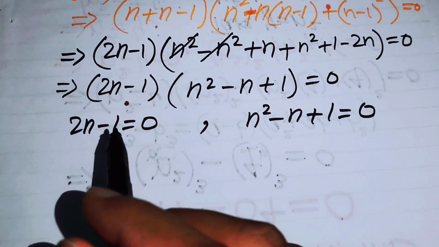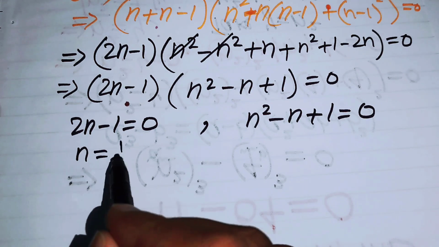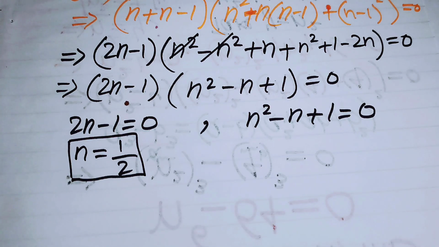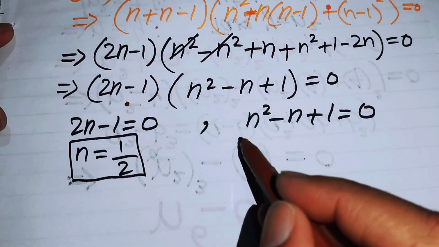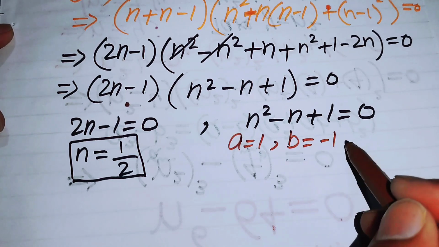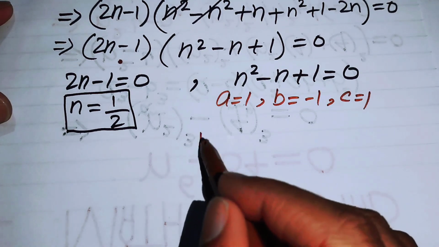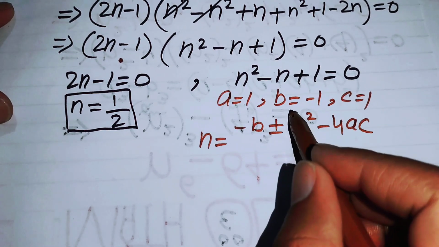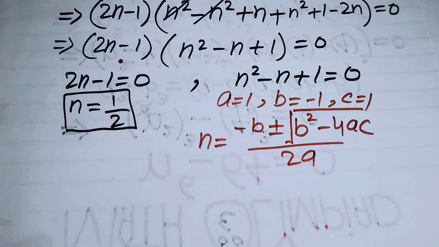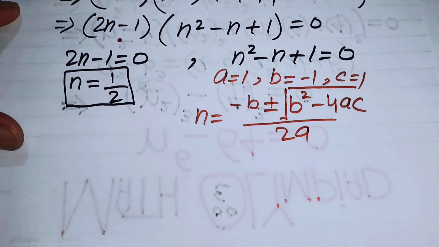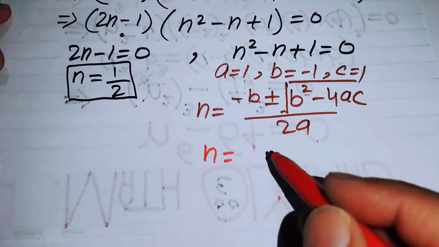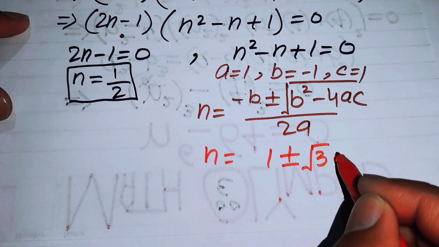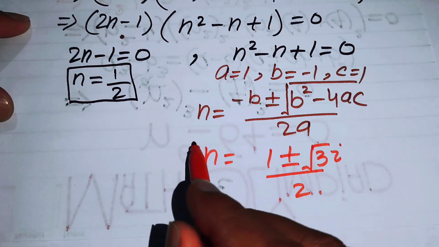Now we solve these two cases and find the value of n. In the first case you will easily get n equals 1 over 2, and similarly here we apply the quadratic formula and obtain the values of n, where a equals 1, b equals minus 1, and c equals 1. You know that the quadratic formula is n equals minus b plus or minus square root of b squared minus 4ac, over 2a. So this is known as the quadratic formula, and now we put all the values of a, b and c here, simplify the terms, and easily get the value 1 plus or minus square root of 3 iota over 2.